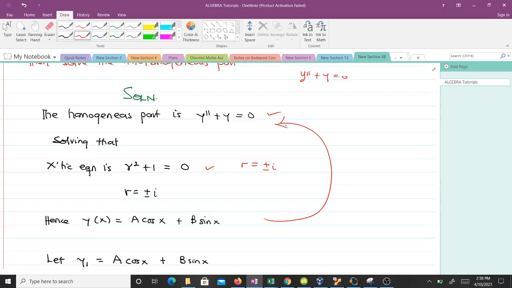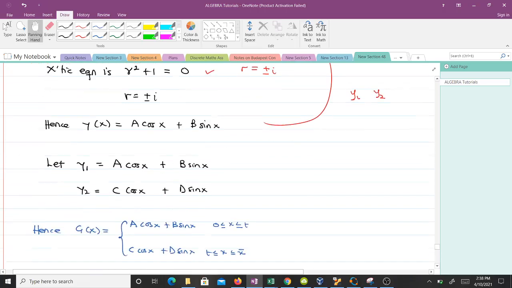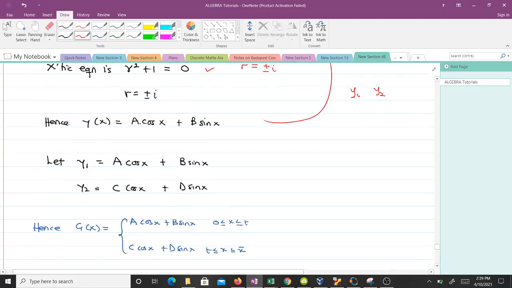If you remember, for the Green's function we select two functions, y1 and y2. We have y of x equals a cos x plus b sine x here, but since we need two functions for the Green's function, we take y1 to be a cos x plus b sine x. Then we create another one, y2, which we call c cos x plus d sine x.